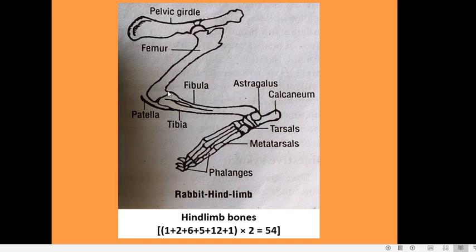The tibia articulates with the condyles of the femur. As I told you, the femur has condyles. It articulates with the condyles of the femur to form the knee joint. And this tibia in the proximal region bears a crest-like process which is called the cnemial crest. The tarsals support the ankle.